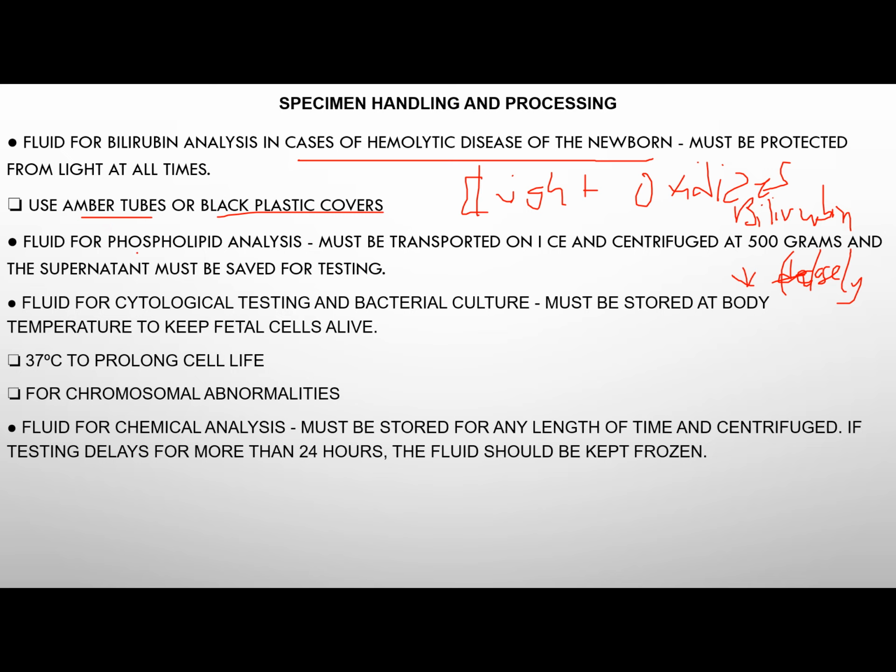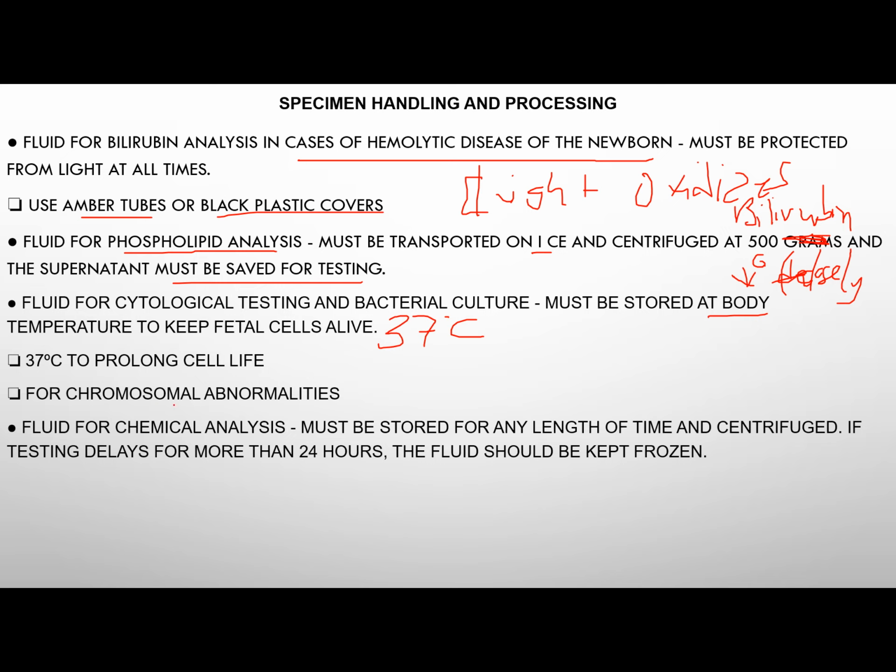Then if you're going to test for phospholipid analysis, you need to transport it on ice and centrifuge at 500 G, class. And the supernatant must be saved for testing. Then fluid for cytological testing and bacterial culture must be stored at body temp to keep fetal cells alive. So if it's body temp, 37 degrees, it would prolong the cell life.